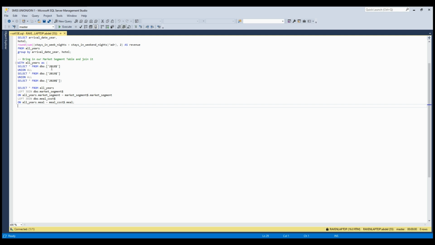So what do we do? Let's focus on this particular segment over here. What we want to do is create a table that's called all years. And in this table we're going to bring in everything that we have from our worksheet that's called 2018. And then we'll union it with the 2019 and 2020 tables. And that deals with the years themselves.